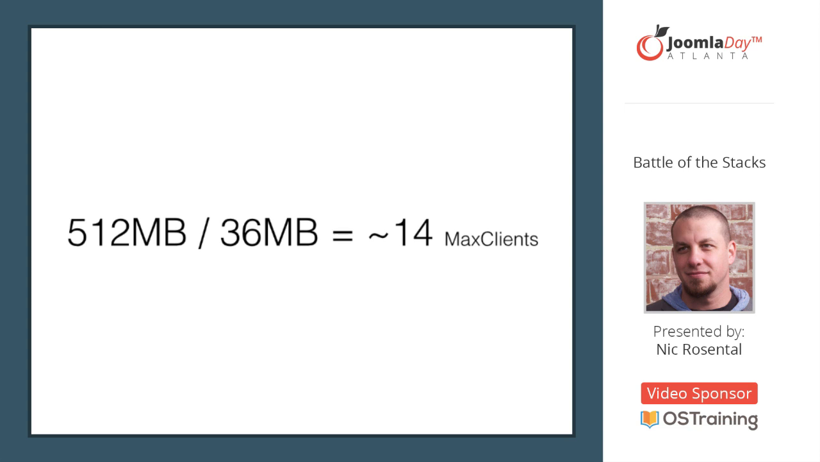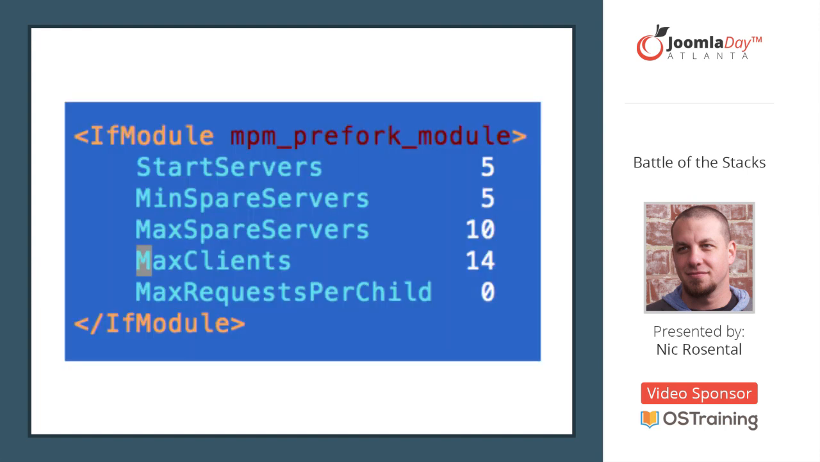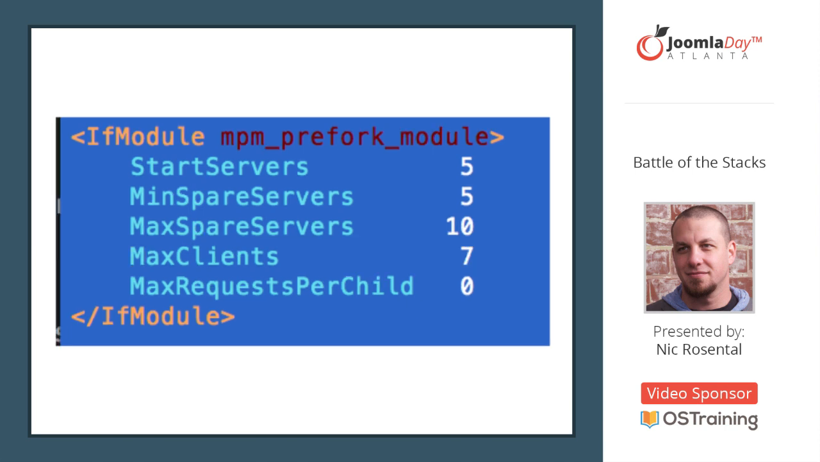And we're going to start there. So for stacks 4, 5, and 6, we're going to change the max client settings. We could do a lot more, but I just want to focus on what max clients does. We're going to set stack 4 to 14 max clients, stack 5 to 21 clients, and stack 6 to 7 max clients. So we start with the default, we did some math, we arrived at 14. We start with that one, and then we take it down to 7 and up to 21. And we'll see how those perform.